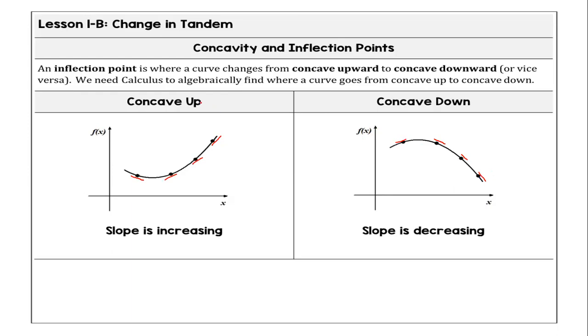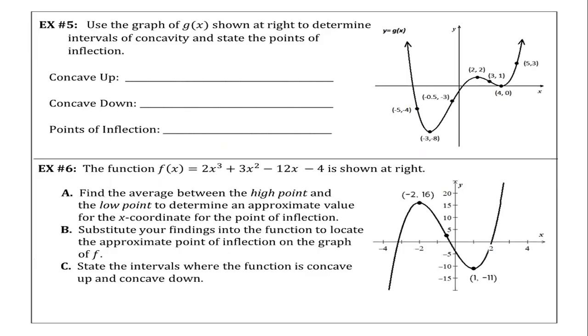All right, so this is concave up, because my slopes are increasing at points. This is concave down because my slopes are decreasing at points. Cool? All right, let's talk about looking at it from a graph. First up, I need this thing to minimize. Okay, so it says use the graph here. This is g of x to determine intervals of concavity and state the points of inflection.